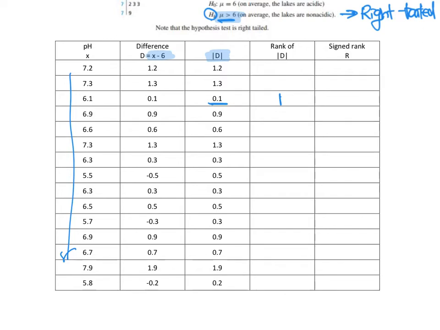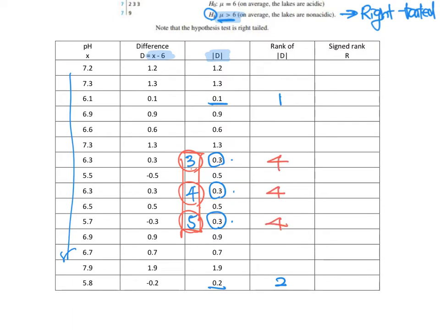The second one is 0.2, and the next one must be 0.3. But the problem is now we have ties, three ties of 0.3. They would be ranks 3, 4, 5, but since they are ties, we take the average of the 3 ranks, 3, 4, 5. That would be 4. So we assign rank 4 for the ties.